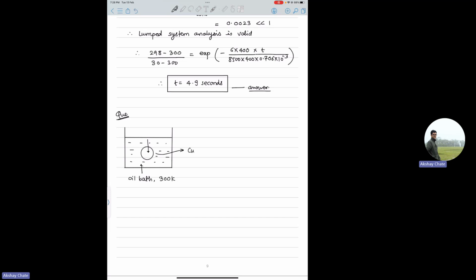It's a copper ball with diameter 5 mm. Thermal conductivity of copper is pretty high, 400 watt per meter Kelvin. Density is 9000 kg per meter cube. And the heat transfer coefficient is given as 250 watt per meter square Kelvin.